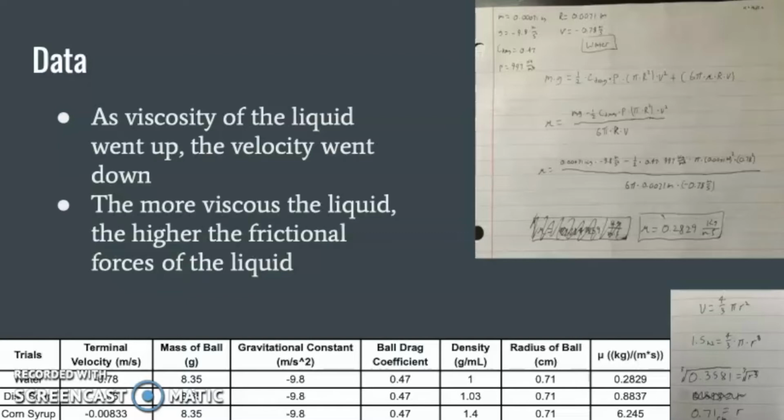In the bottom corner, we can see our calculation for the radius of the ball, where we measured the volume of the ball and calculated for the radius. And in the upper right-hand corner, we can see our calculation for the viscosity of water.